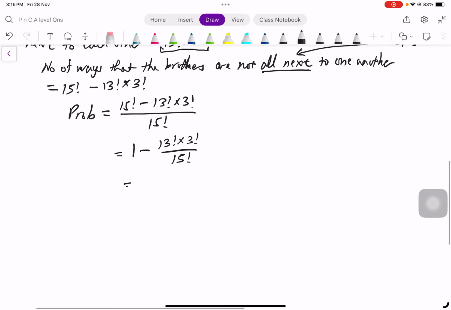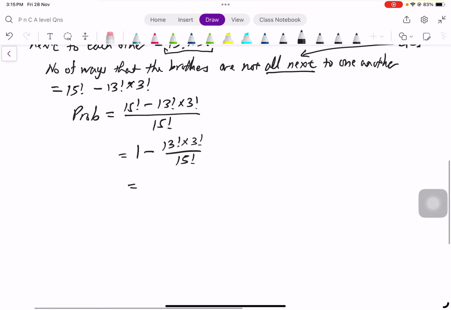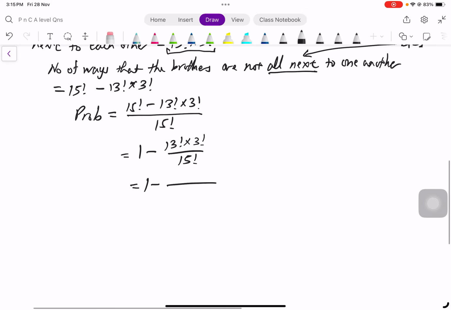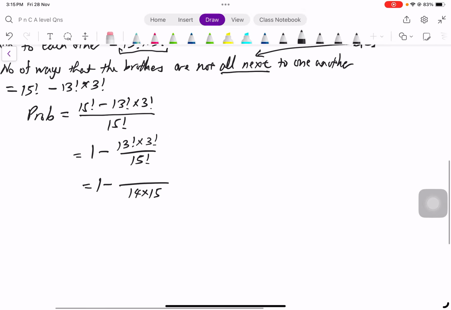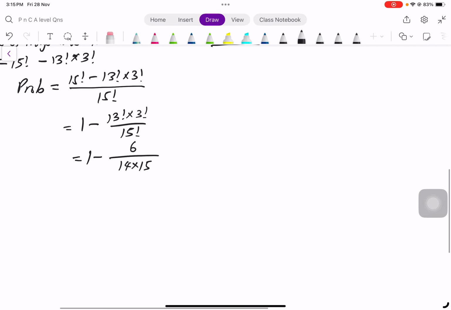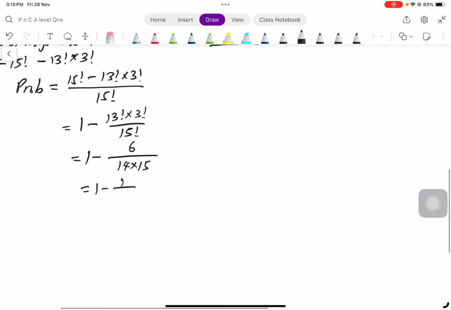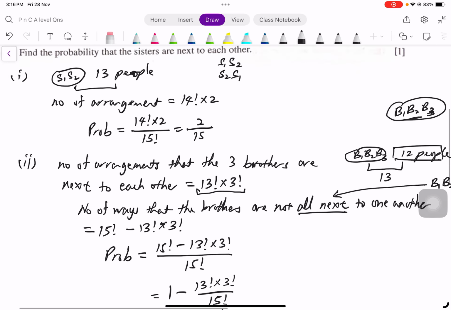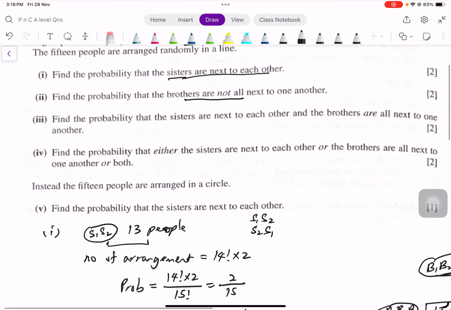Then what do you get? You can see that 13 factorial and 15 factorial, you can do some cancellation. You'll be left with 14 multiplied by 15, and on top 3 factorial is actually 6. Therefore, what you get is 1 minus 1 over 35, and that will give you 34 over 35. That's it.